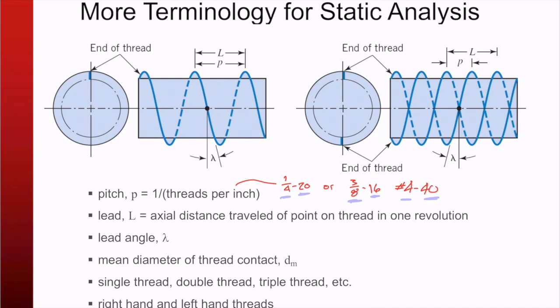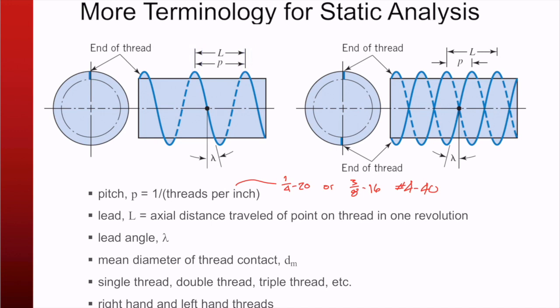All right. Now, what is the lead? The lead is the distance that it travels with 1 full revolution. And so you may look at this and say, wait a minute. Here's the lead. Here's the pitch. Why do we have 2 different terms for that? And I'll talk about that in a sec.